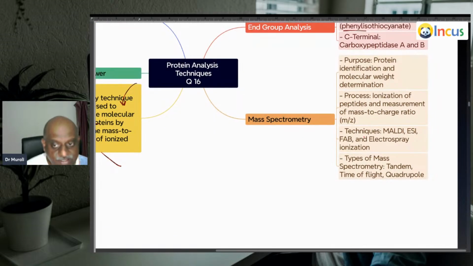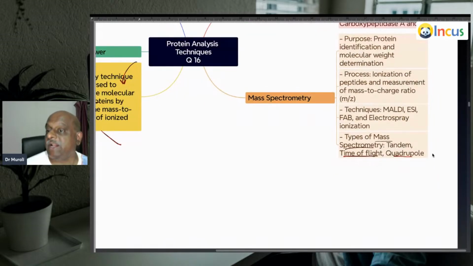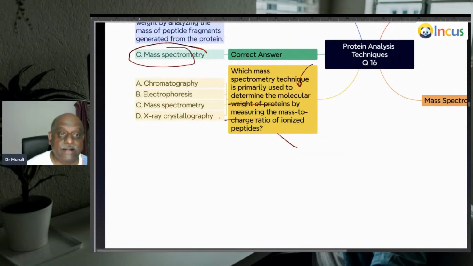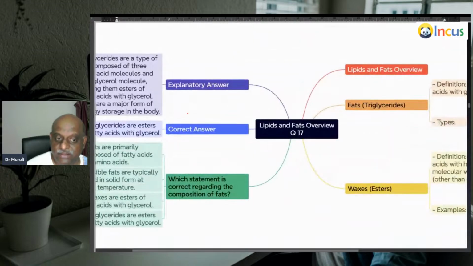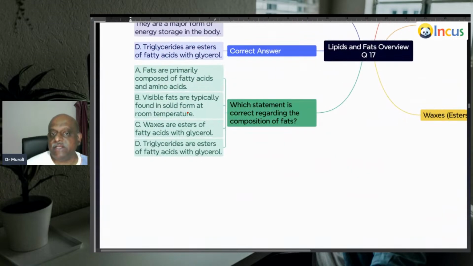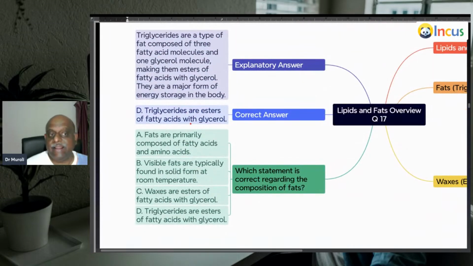And various techniques are used. And what are the types of mass spectrometry? Tandem, time of flight, quadrupole, and so on. But ultimately, you need to know the definition of mass spectrometry for tomorrow's NEET PG. More than enough.